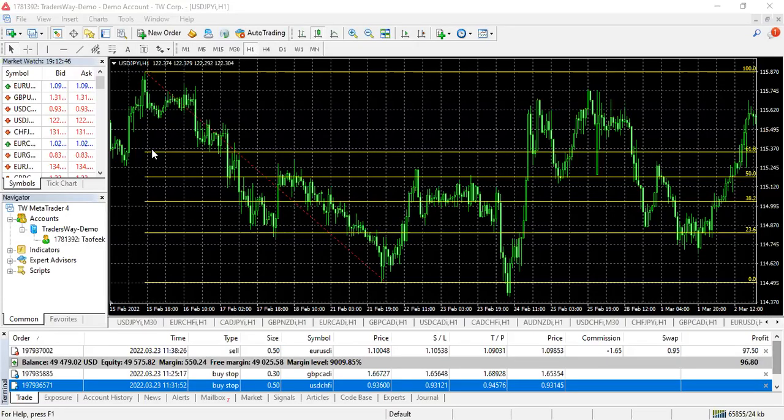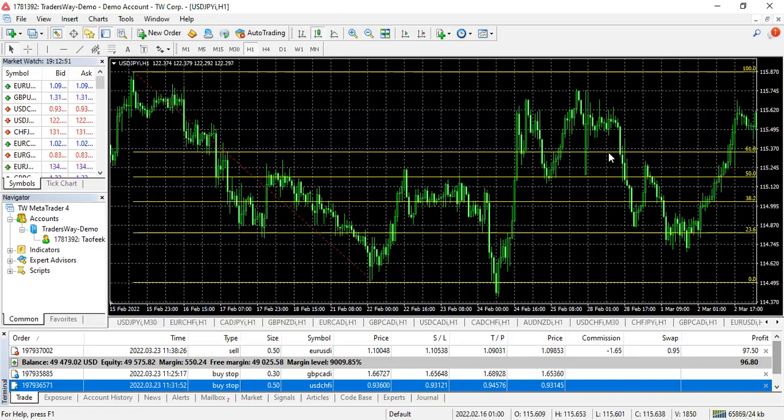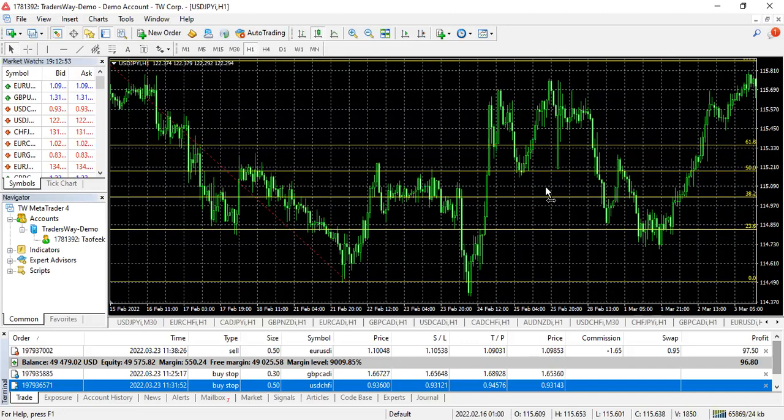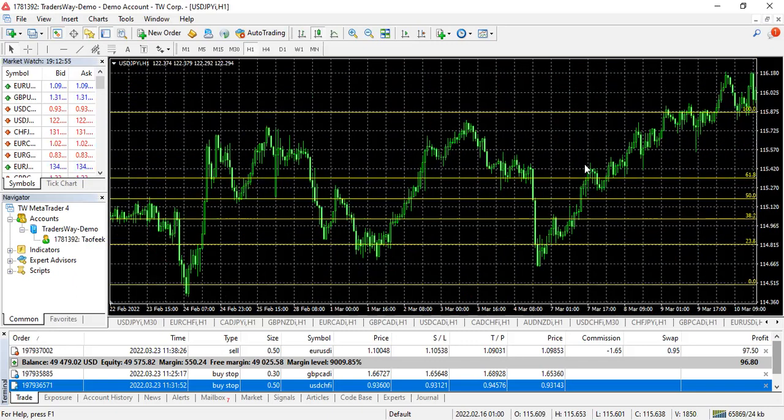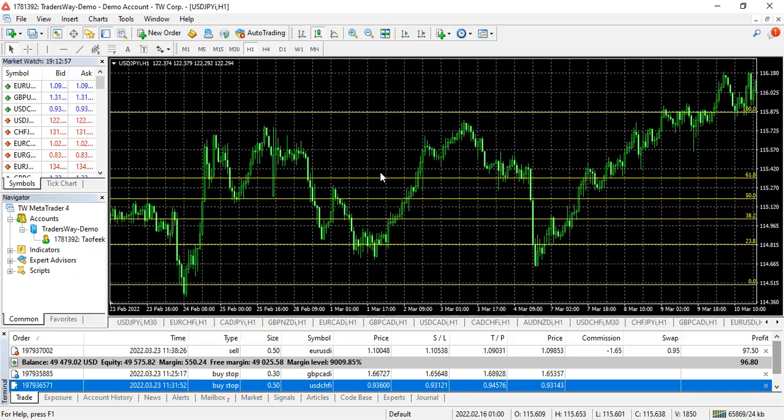So this is what Fibonacci is. Fibonacci retracements. Can you see? At this level. But here, can you see the trend at this 61.8 level before the market goes down here? Before the market goes down.